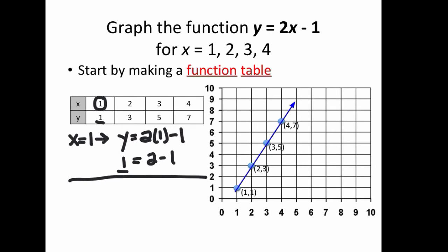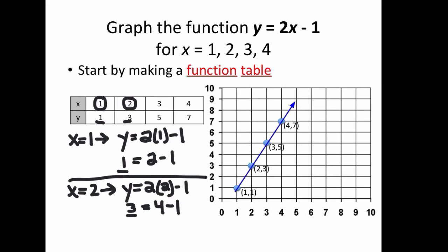Okay, let's do another one. When x equals 2, remember that's my input. When I put a 2 into the function, what do I get out? Well, let's figure it out. Plug it into the function. 2 times 2 minus 1. 2 times 2 is 4, minus 1. What's my output? 3. And you can see there it is. So that's how we get our outputs. When we're given a function rule and some inputs, we can use that to figure out the outputs.